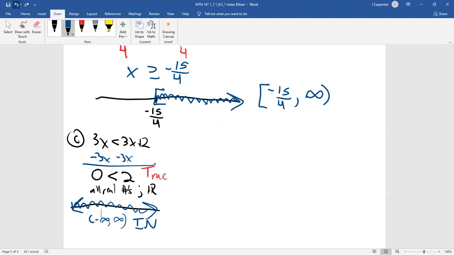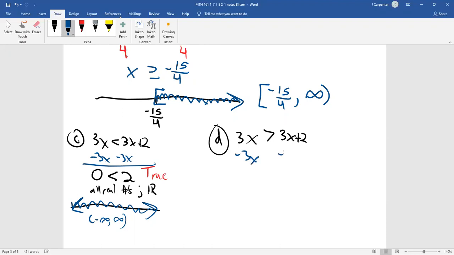True statements means everything is a solution. So on a number line, you shade the whole number line. All right. So that weird case is going to be very similar to this weird case, but you're going to notice that all I do is change the direction of the inequality.